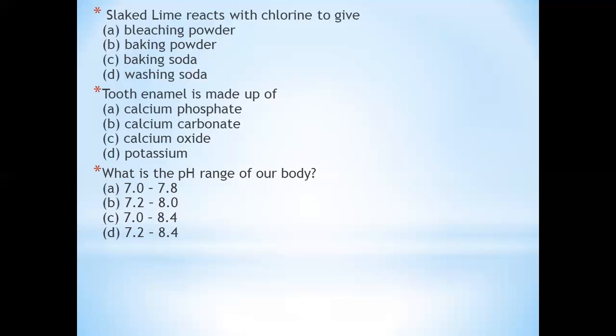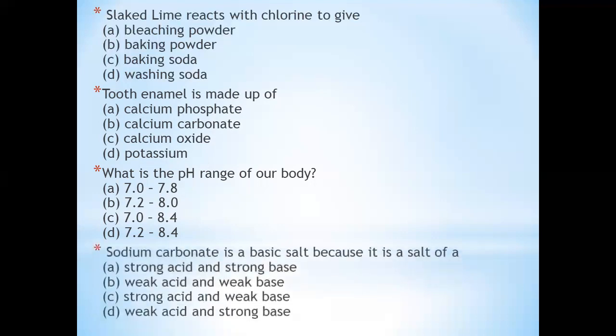What is the pH range of our body? Option A 7.0 to 7.8. Option B 7.2 to 8.0. Option C 7.0 to 8.4. Option D 7.2 to 8.4. Answer is option A, 7.0 to 7.8. Very good.